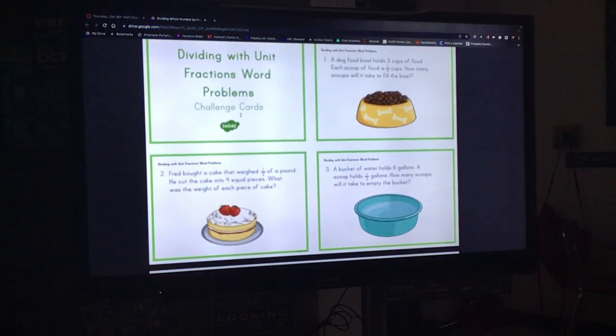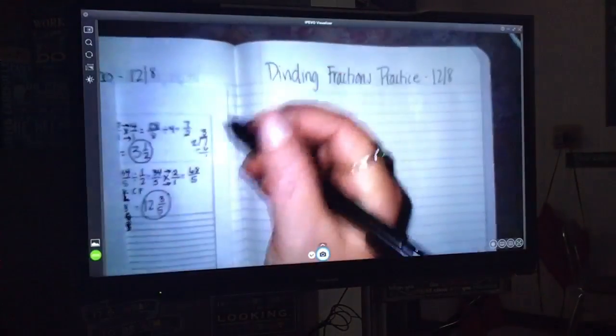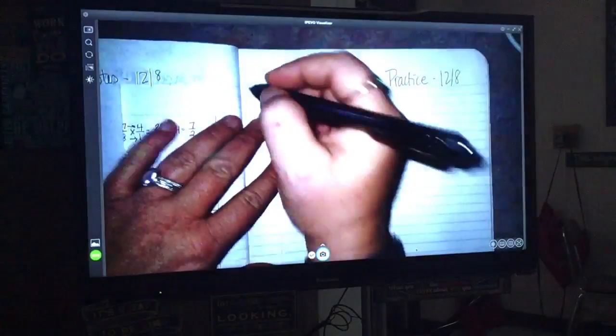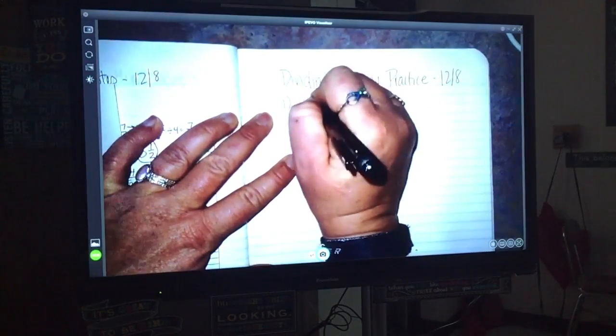Now, you'll notice it says a dog bowl holds 3 cups of food. Each scoop of food is 1/4 cup. How many scoops will it take to fill the bowl? So in your notebook, for number 1, you're going to do 3 divided by 1/4.